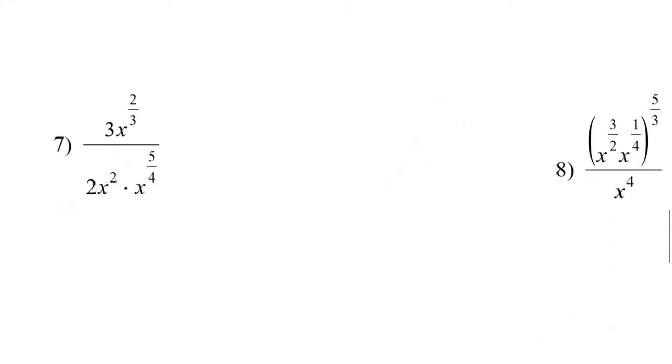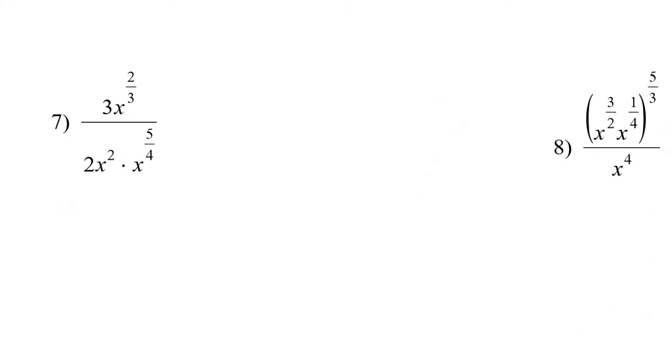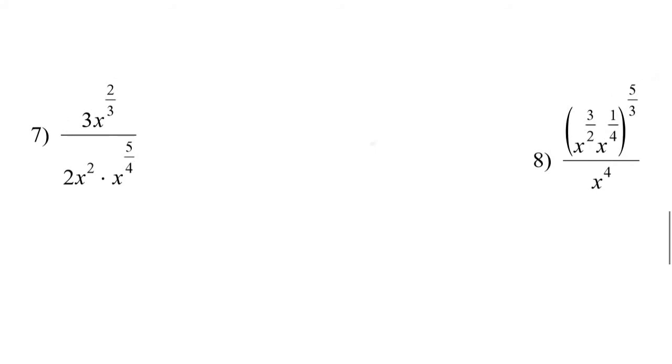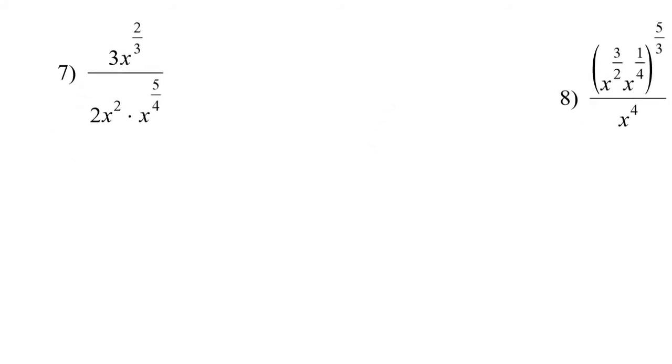In this example, you have to deal with almost the same thing that you did at the top in example 6, only that the expression is at the denominator. So we need to combine these two into one base, and then divide these 3 by 2. And then after that, we're going to do the quotient property. So let's do one step at a time.